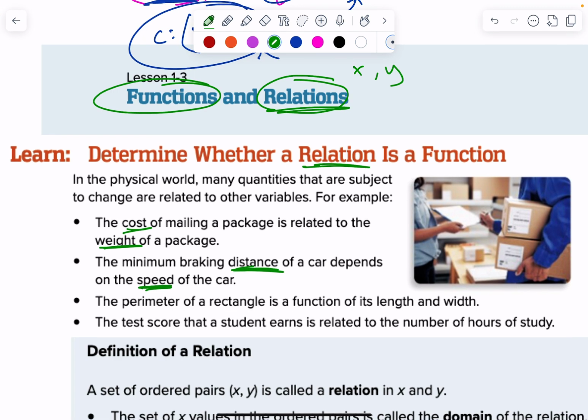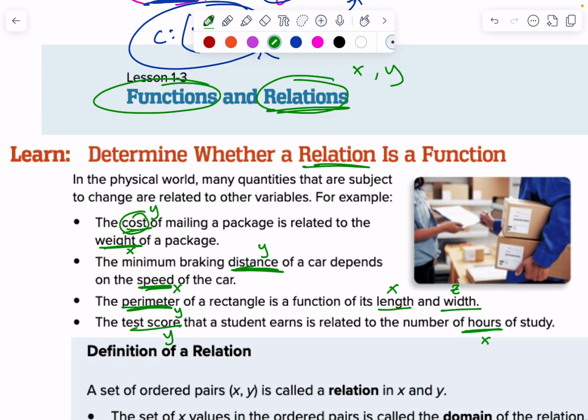So when we're talking about independent versus dependent variables, distance would be the y variable, speed would be the x variable, right? Cost is going to depend on weight. So weight would be the x variable, cost would be the y variable. The perimeter is the y, and that's going to depend on the length and width. So I have two input variables, we'll call them x and z, or L and W, whatever. Test score is y, it depends on the number of hours that we study. So hours would be the x coordinate, right?